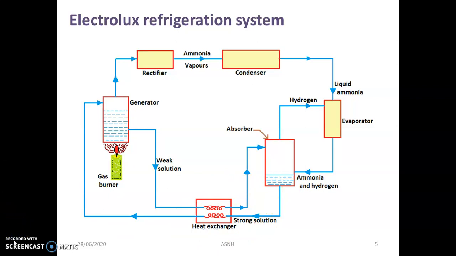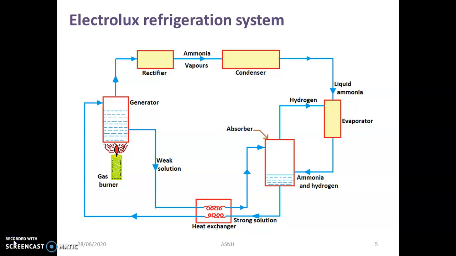So students, when you compare the Electrolux refrigeration system with the vapor absorption refrigeration system, you will get an idea about the main difference. In the vapor absorption refrigeration system, the pump is used, but in the Electrolux refrigeration system, the pump is not used.